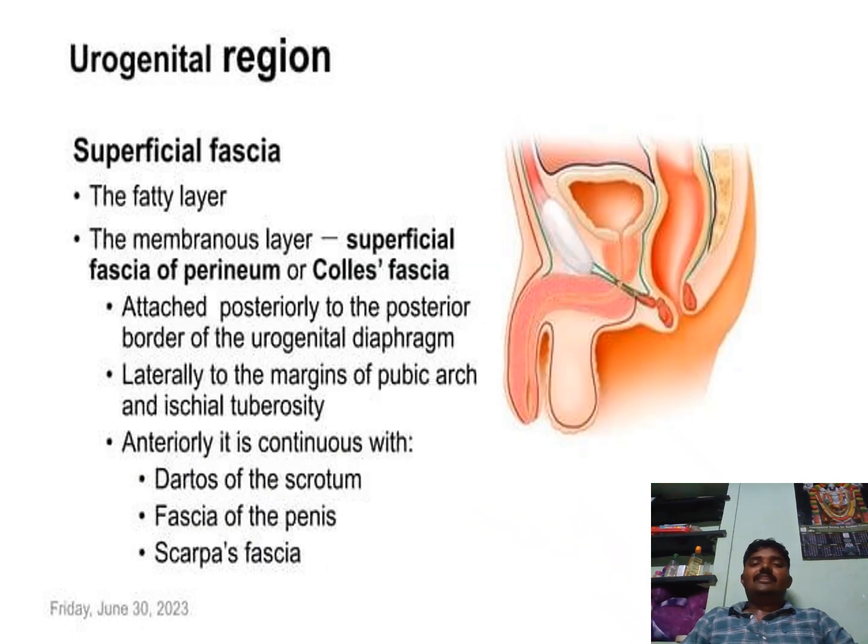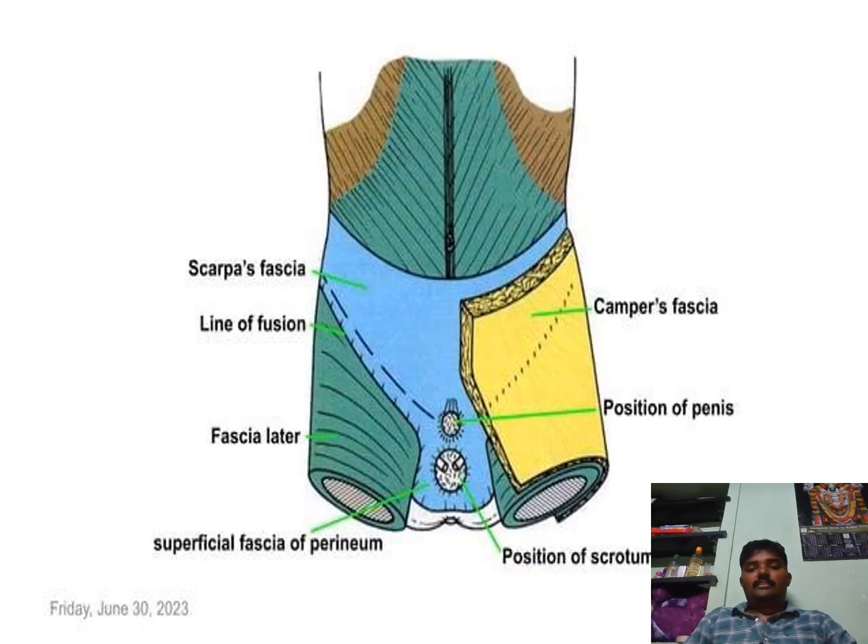The urogenital region has mainly the superficial fascia, which has a fatty layer and a membranous layer. The superficial fascia of the perineum, called Colles' fascia, is attached to the posterior part of the urogenital diaphragm, laterally to the margin of the pubic arch and ischial tuberosity, and anteriorly continues with the dartos of the scrotum, fascia of the penis, and Scarpa's fascia. Then there is a diagram of the pelvic fascia.